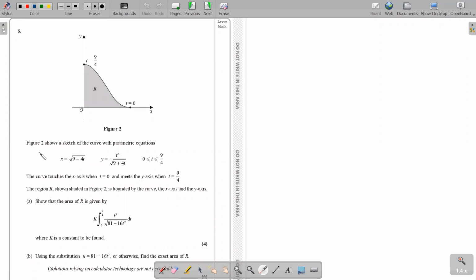Okay, question number 5. Figure 2 shows a sketch of the curve with parametric equations x equals root of 9 minus 4t and y equals t cubed over root of 9 plus 4t, for t values in the range between 0 and 9/4. The curve touches the x-axis when t is 0, and meets the y-axis when t is 9/4. The region R shown shaded in figure 2 is bounded by the curve, the x-axis and the y-axis. Show that the area of R is given by this particular equation, where k is a constant to be found.